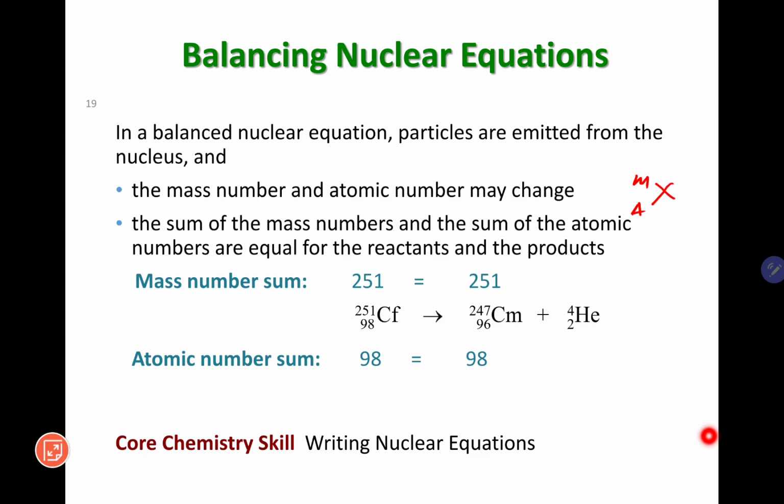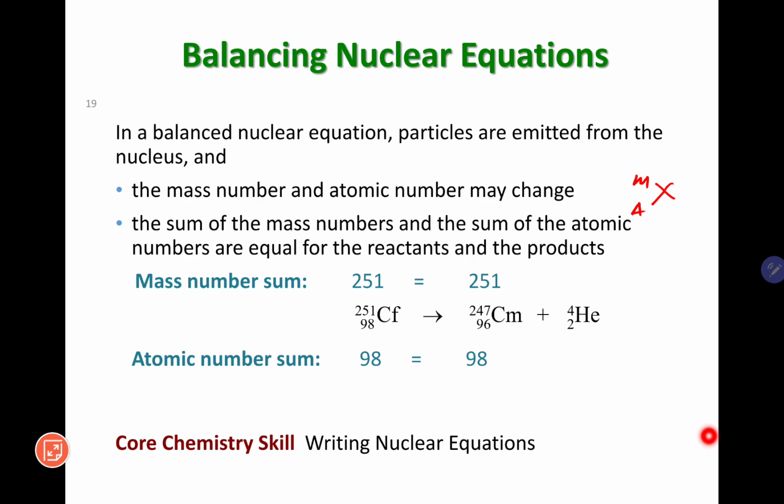Every component that is involved in a nuclear equation should have all three of these components: the element symbol, the mass number, and atomic number. Then you treat the mass number and atomic number separately. In other words, you treat the mass number as a separate equation and the atomic number as a separate equation. So when balancing nuclear equations, you try to balance the mass number sum, and also balance the atomic number sum separately.